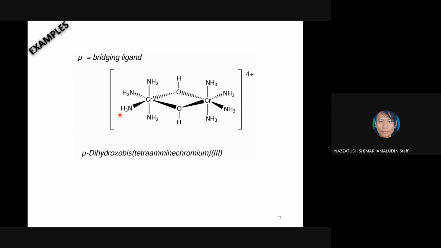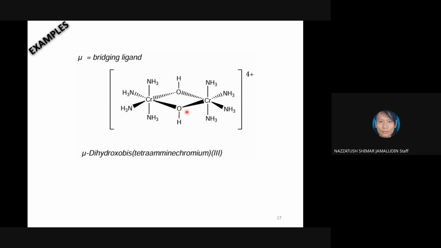For bridging ligands, we always start with a mu. A mu here indicates bridging. Of course, it's going to be the same nomenclature, but for bridging compound nomenclature, we will look at this later in our next lecture. I have to go this slowly, but this is not so emphasized in the course. Anyway, for a bridging, we have a mu.